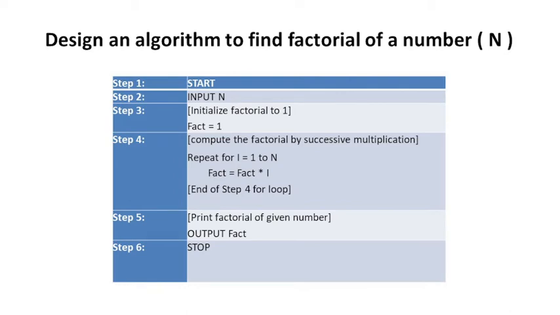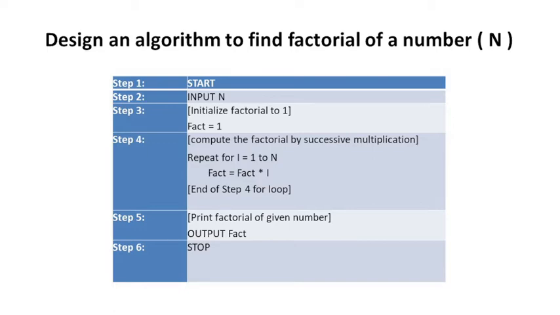Next algorithm is to design an algorithm to find the factorial of a number n. Step 1 is start, step 2 is input n. We have only one number as the input, and we should find the factorial of that number. The third step is to initialize the value of the factorial: fact is equal to 1.